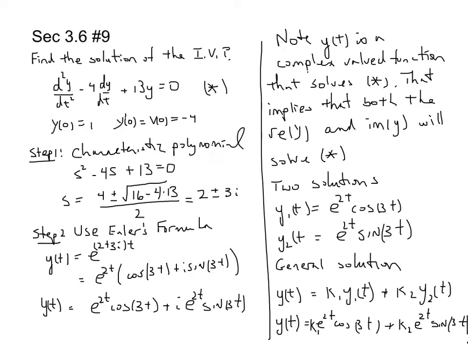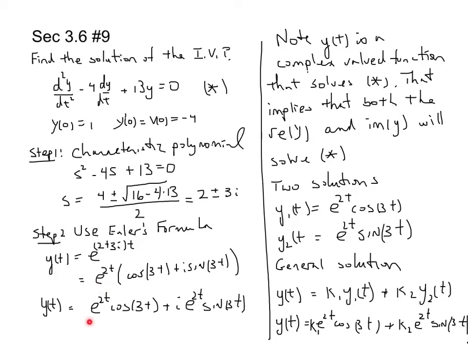The characteristic polynomial produces two complex values. We only need one of them. We could choose 2 minus 3i or 2 plus 3i. I tend to always choose 2 plus 3i. So our solution looks like e raised to the 2 plus 3i, which can be written using Euler's formula as e to the 2t times cosine 3t plus i sine 3t.